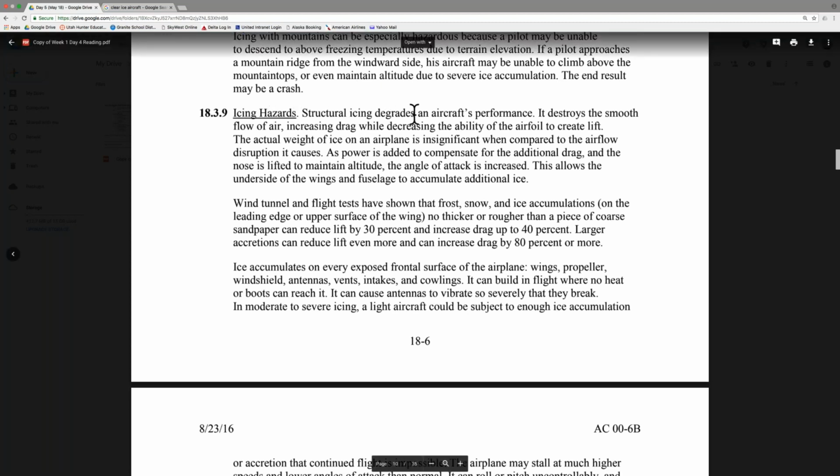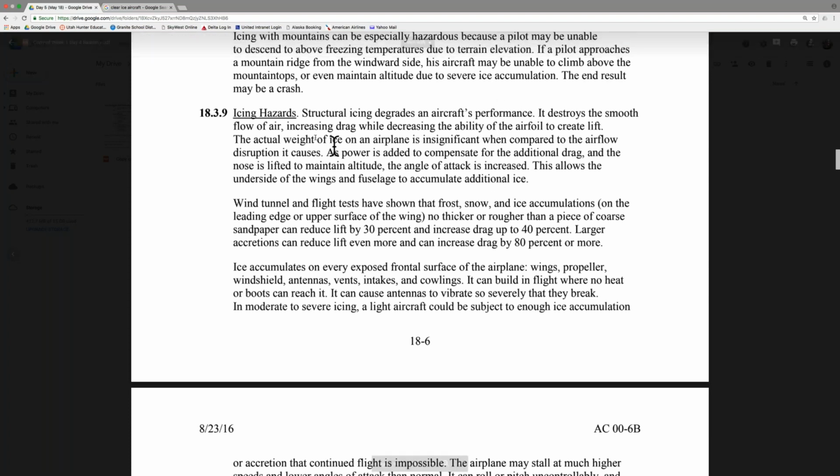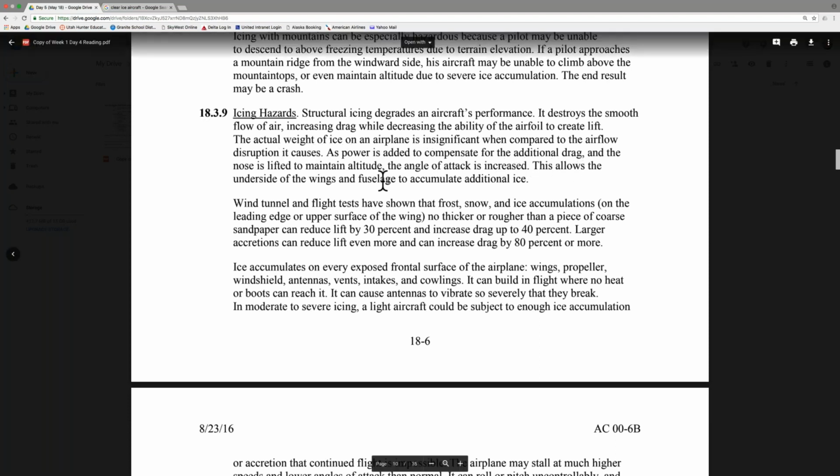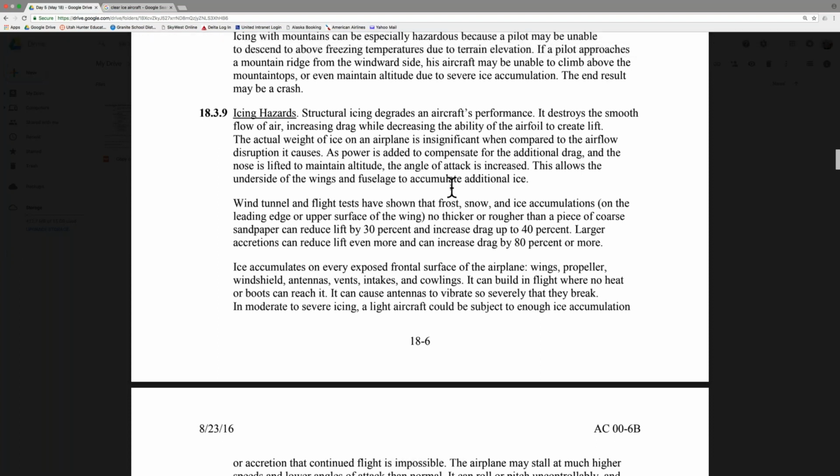So why is it hazardous? It degrades the aircraft performance. It destroys the smooth flow of air, increasing the drag while decreasing the ability for the airfoil to create lift. So you're getting a double whammy here, right? The actual weight of the ice on the airplane is insignificant when compared to the airflow disruption it causes. As power is added to compensate for the additional drag and the nose is lifted to maintain altitude, the angle of attack is increased, and this allows the underside of the wings and fuselage to accumulate additional ice.